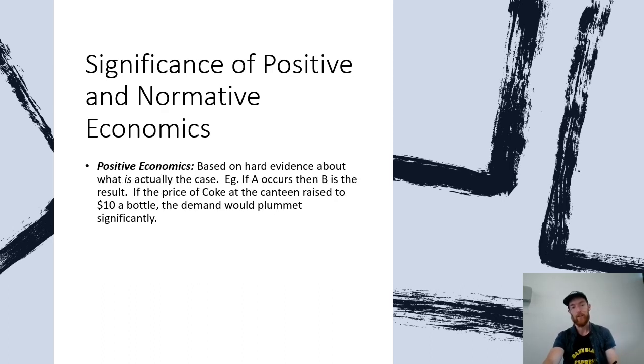Whereas positive economics looks completely at hard evidence that's actually the case. So it's, when A occurs, B will definitely happen as a result. So if the price of Coke at the canteen raised $10 a bottle, the demand would definitely decrease. A similar example of this, when almost every business decreased frozen Cokes or Slurpees to $1, demand increased because it's so much cheaper. You can guarantee that's going to be the case. You could also say that as we go into summer, sales of ice cream will increase. It's a definite. A will cause B. So anytime where something will definitely cause something else, that's positive economics because that's based on hard evidence.